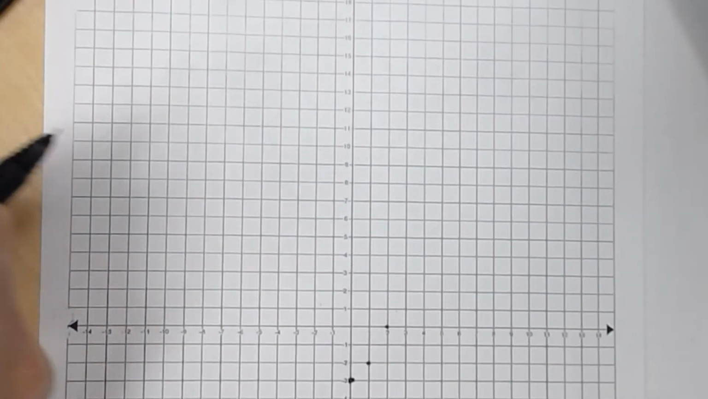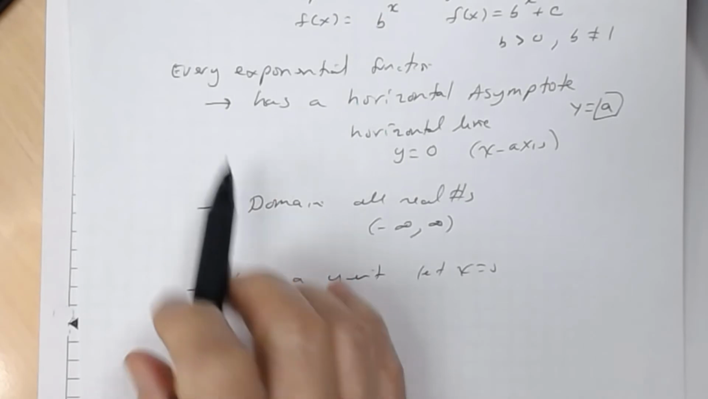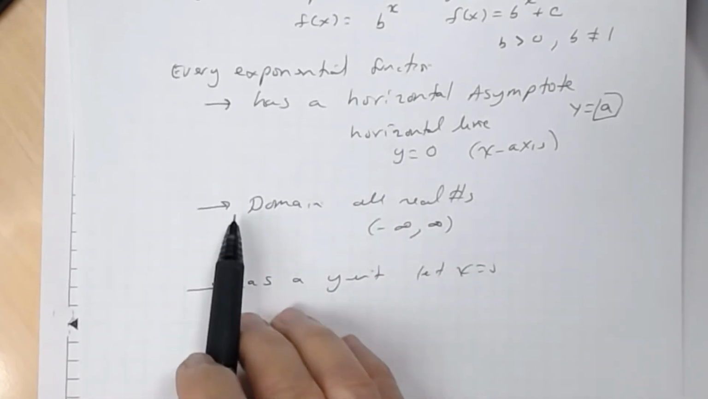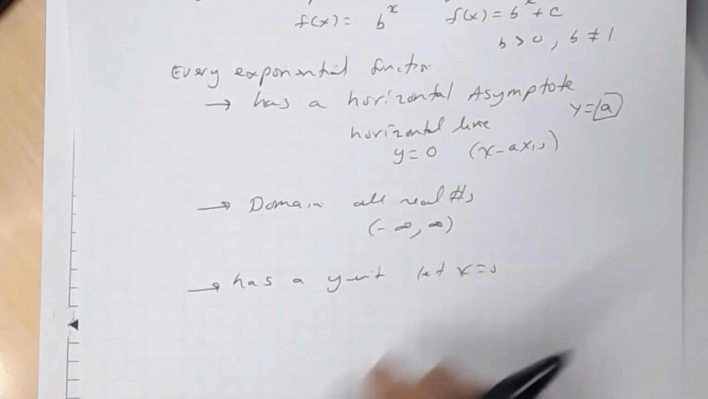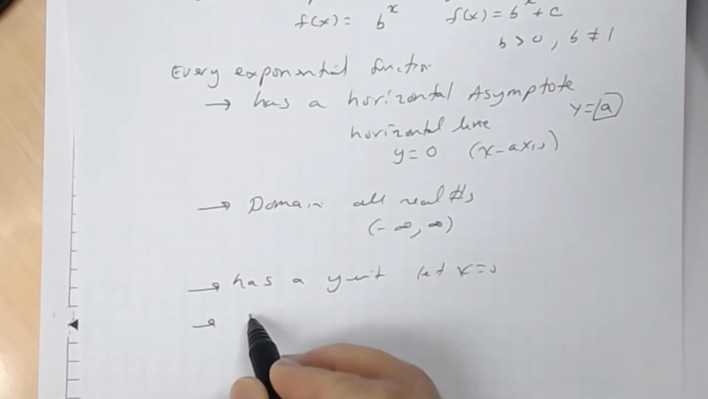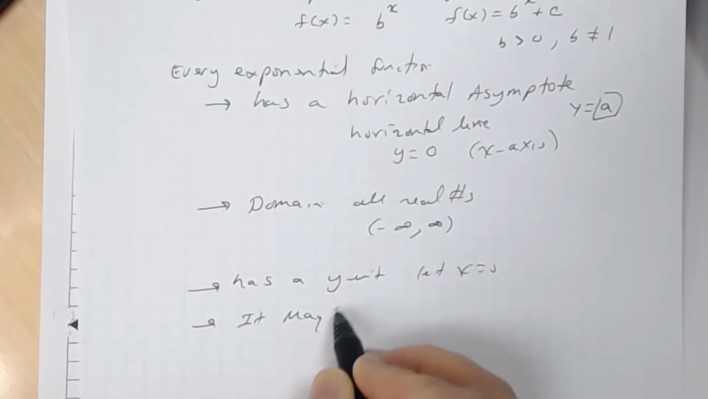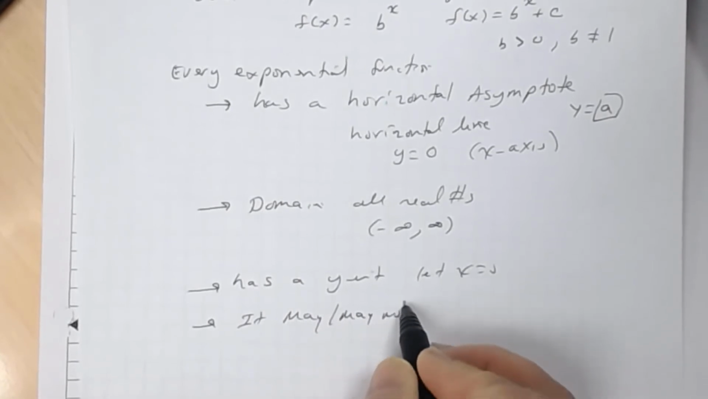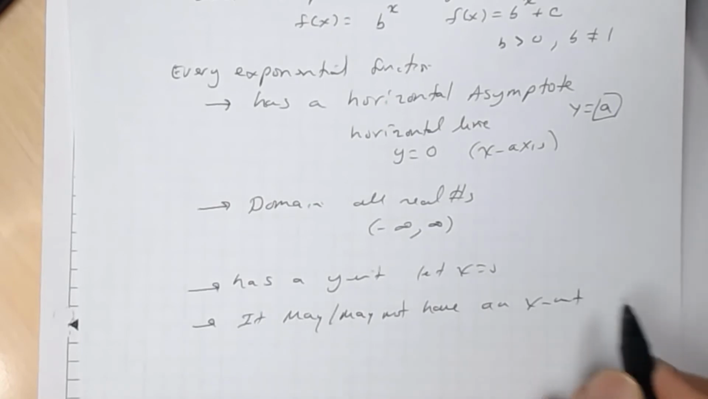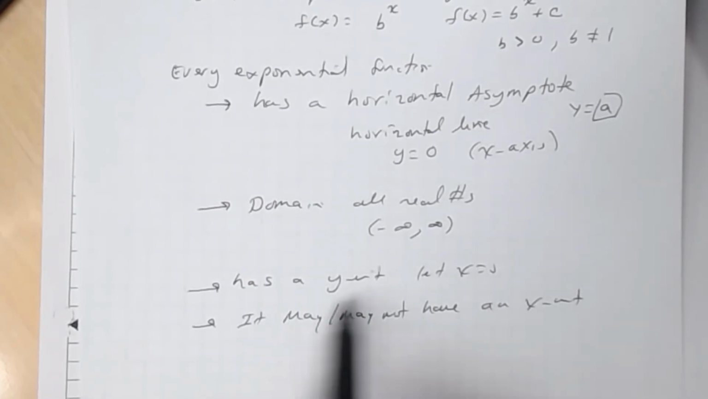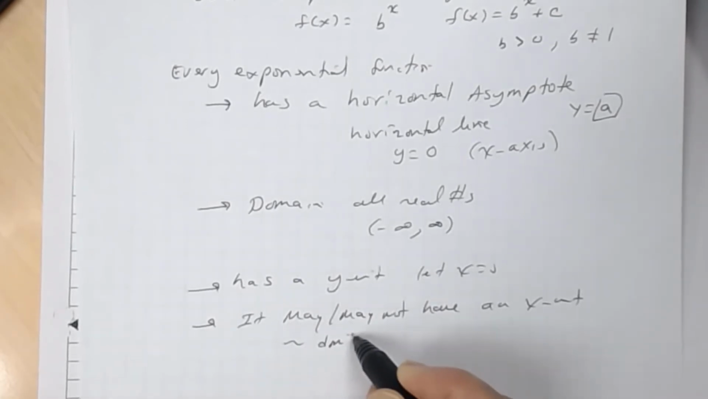One of the other things I want you to remember is this: every exponential function has a horizontal asymptote. Domain is all real numbers. It's always going to have a y-intercept, and to find it you let x be 0. And it may not have an x-intercept. You have to find the y-intercept because that's easy to do, but you may not always be asked to find it.